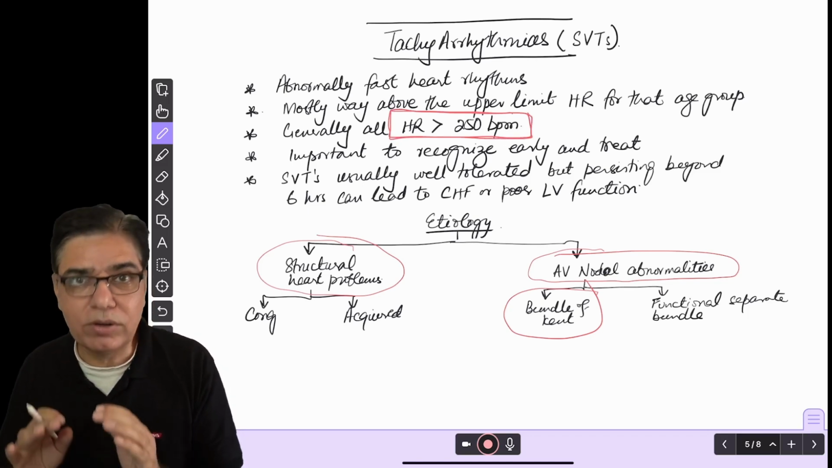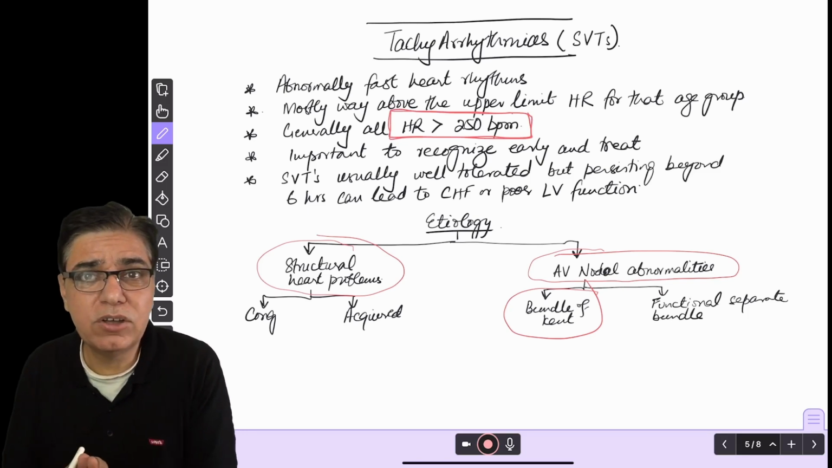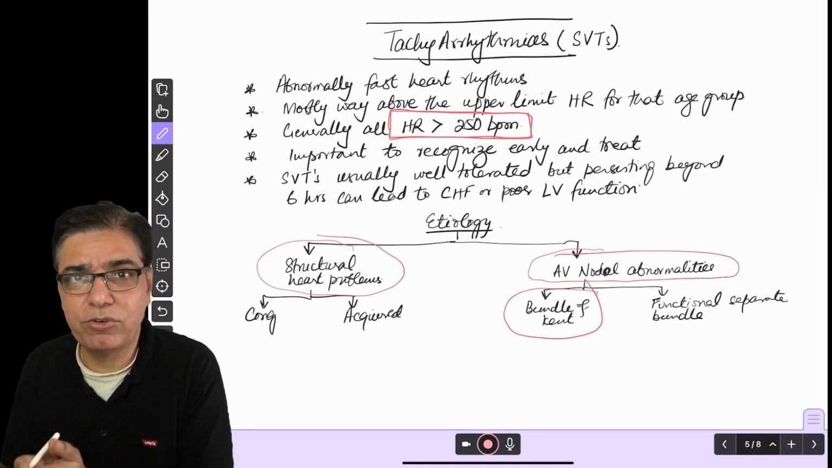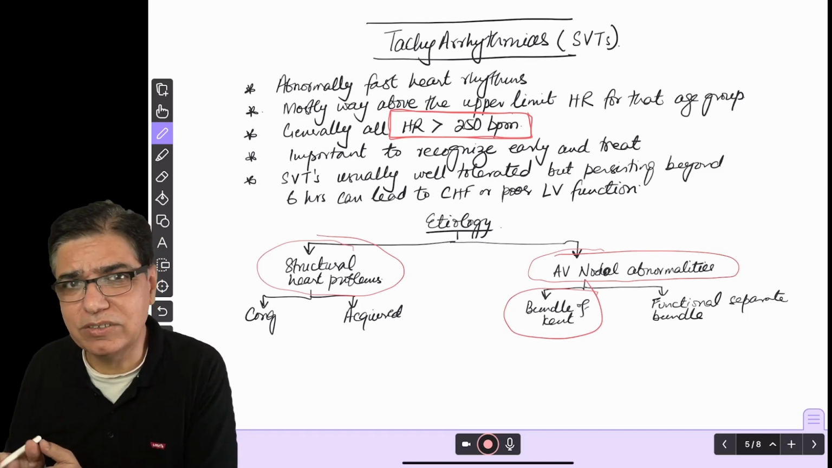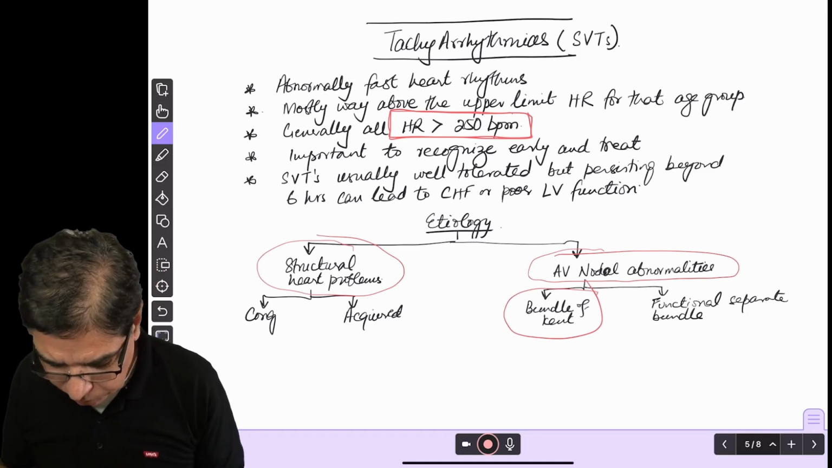Now the focus would be on SVT as part of the tachyarrhythmias, because these tachyarrhythmias could be either SVTs or ventricular rhythms as well, like ventricular fibrillation and ventricular tachycardia, which are much more serious conditions. I have reserved those topics for another lecture somewhere in the future.